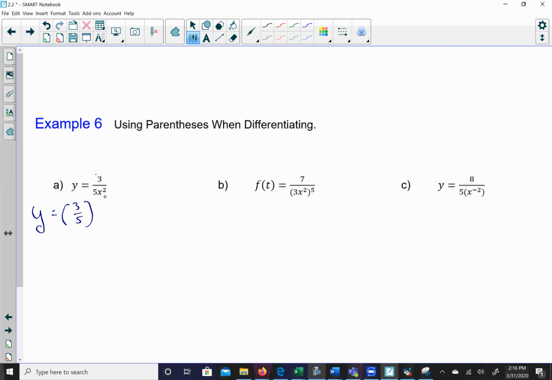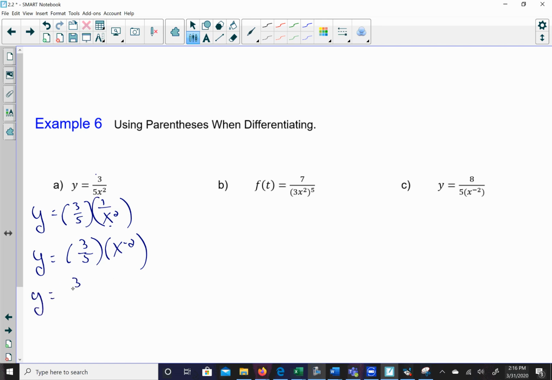And then I'm left with 3/5 times 1 over x squared. Put parentheses around that. I'm going to rewrite that 1 over x squared as x to the negative second. So this will be 3/5, and then this will be x to the negative second. And now I'm going to take the derivative. When I take the derivative, the 3/5 is not going to change.